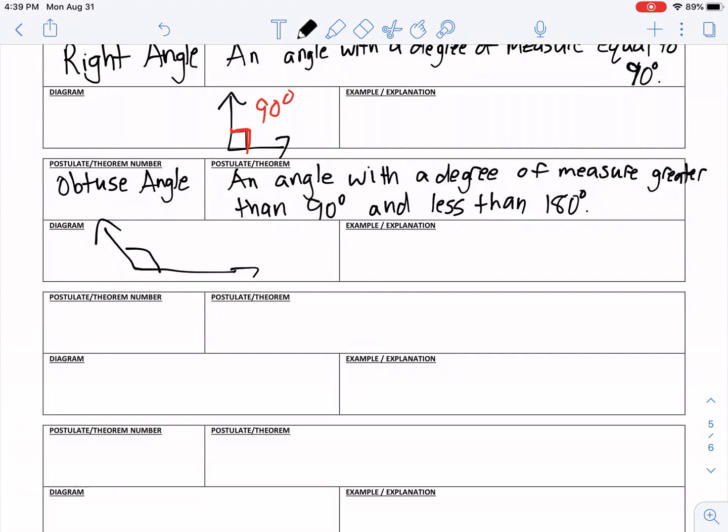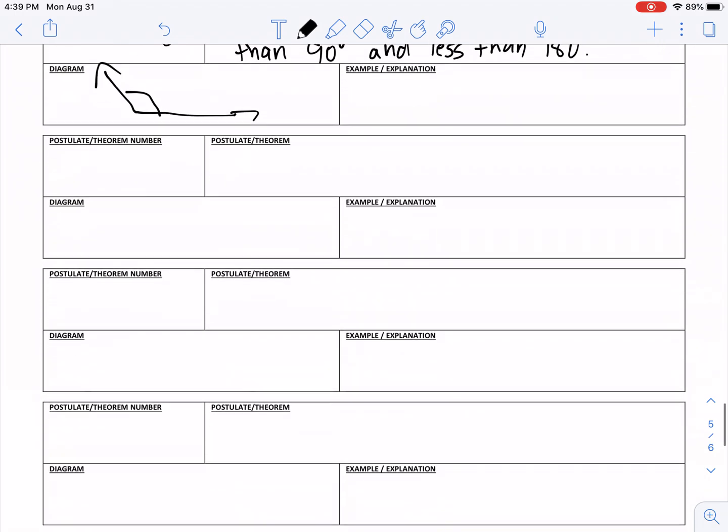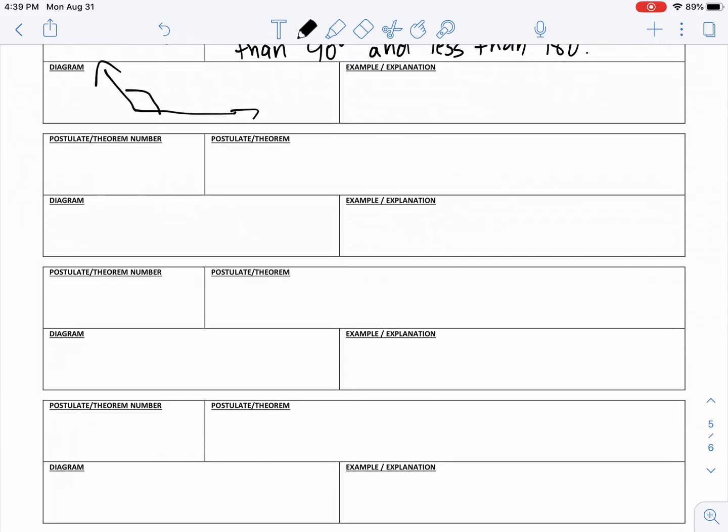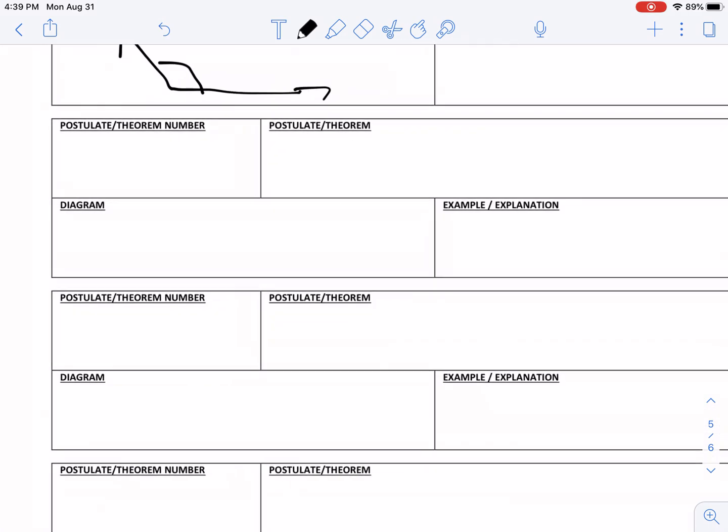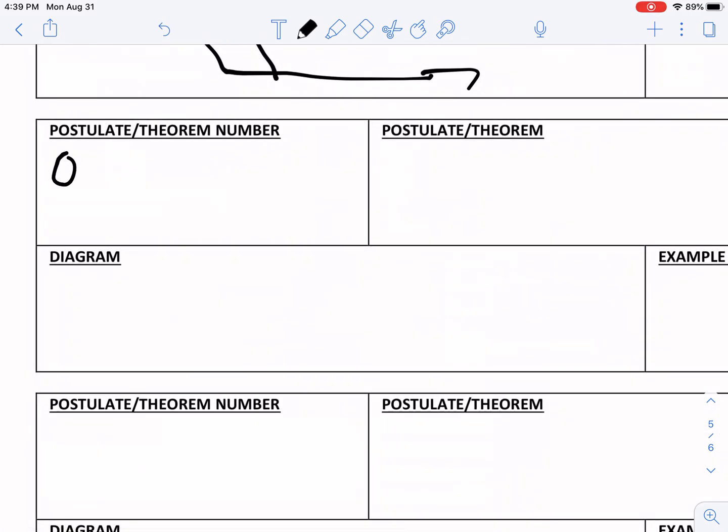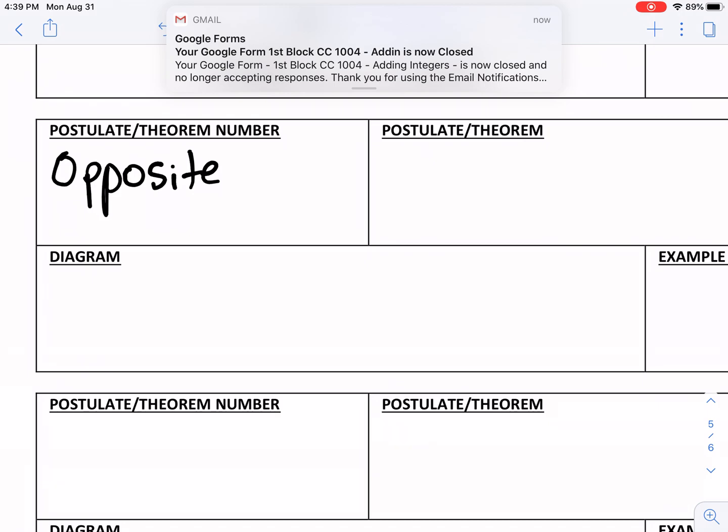Okay, so then the next situation we run into is what happens when it's exactly 180 degrees. And that's that guy that we talked about earlier, opposite rays, or sometimes as we'll call it, a straight angle. Okay, but for right now, we're going to put opposite rays.